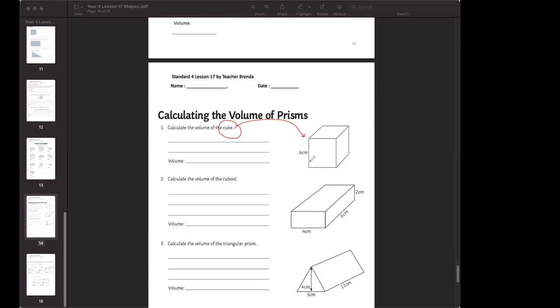Now, what are the features of the cube? The length, the height and the width are all the same. They are 6 centimeter, 6 centimeter everywhere. And we have a formula. And what is the formula?